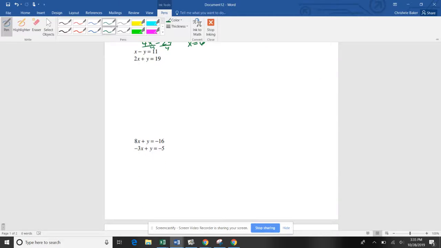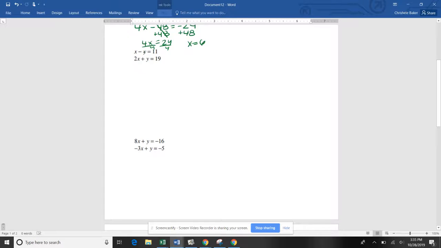It looks like I can easily eliminate my y's here because I have negative y and positive y, and those are also a zero pair. Those are opposites. Those are going to eliminate when I add together. So x plus 2x gives me 3x, and 11 plus 19 gives me 30. Dividing both sides by 3 tells me that x is equal to 10.